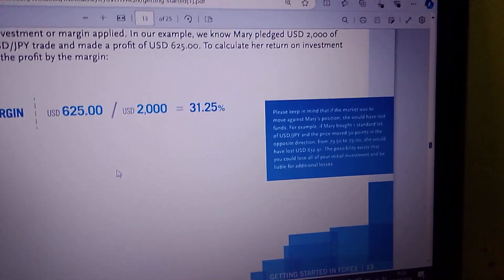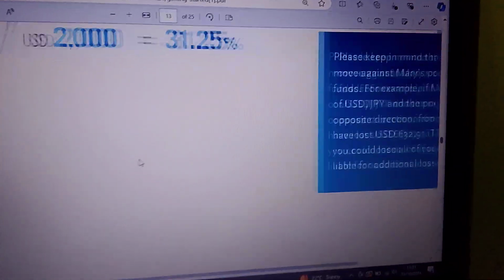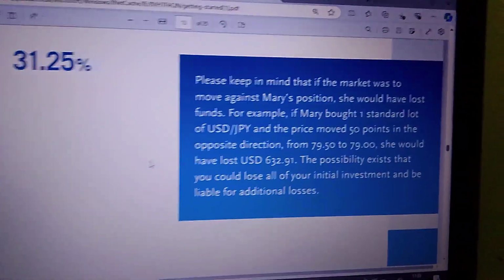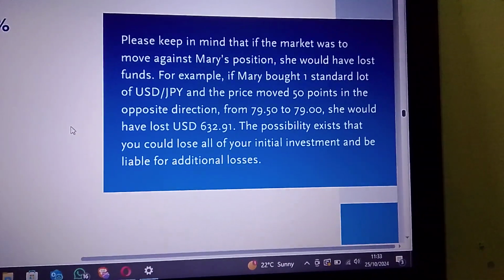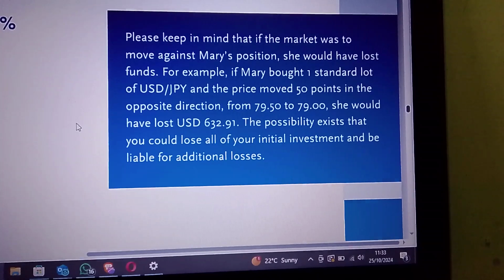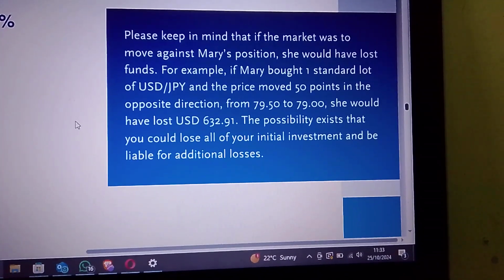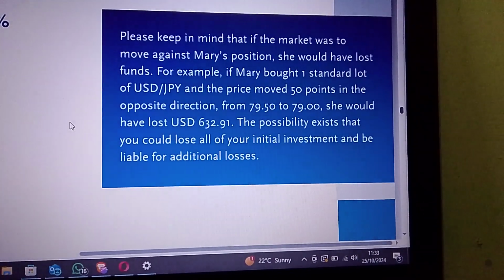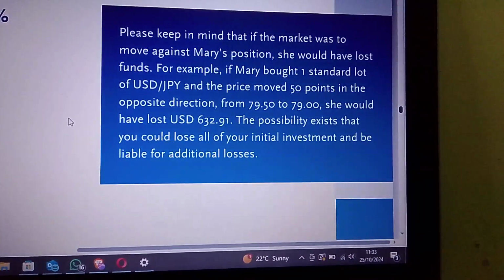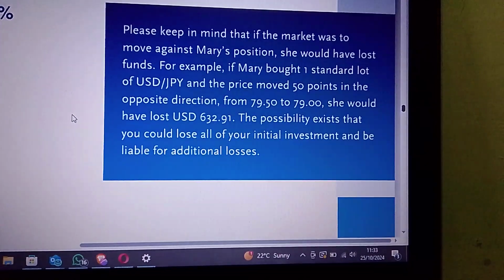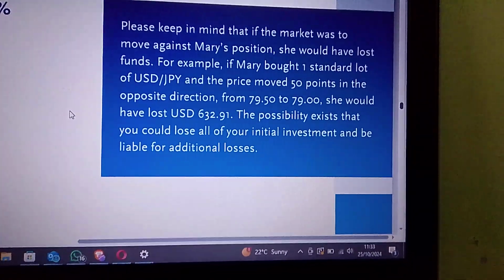Okay, just something else that's important here. Let me just enlarge that and show you this part. So let's keep in mind that if the market was to move against Mary's position, she would have lost funds. For example, if Mary bought one standard lot and the price moved 50 points in the opposite direction from 79.5 to 79, she would have lost $632.91. So we can just do a simple calculation of that and see if we got it right.